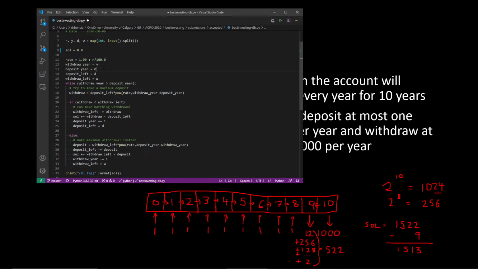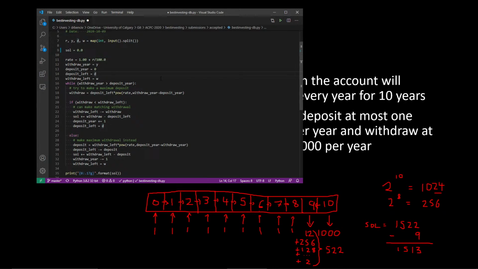Withdraw year and deposit year, these are those two pointers that I talked about. So this is which year we are looking at for withdrawing, and this one is which year we are looking at for depositing. Just like we did here, we start by withdrawing at the very end and depositing at the very beginning. And as we go forwards, we're going to see that the withdraw year is going to go down and the deposit year is going to go up.